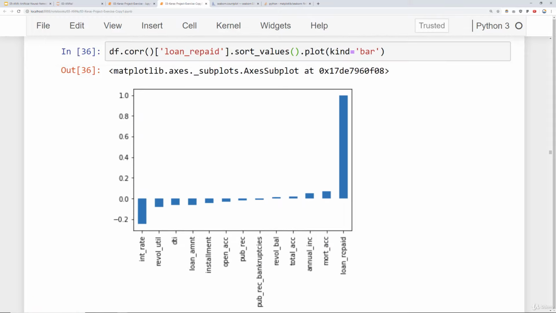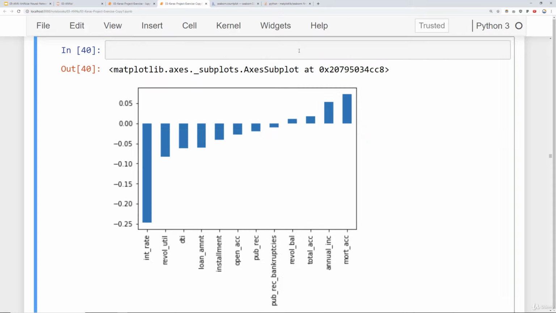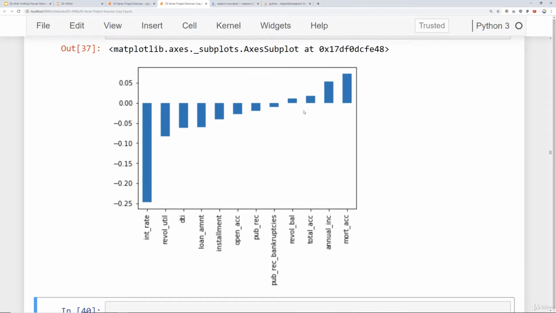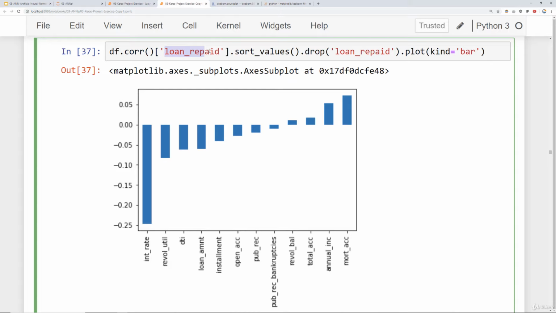However, it makes sense that loan repaid is perfectly correlated with loan repaid, so we will go ahead and drop loan repaid. And I don't need to specify axes because this is actually now a series from the correlation data frame. Run that, and now you will get back the exact same plot here. So we can see that interest rate has essentially the highest negative correlation with whether or not someone's going to repay their loan, which kind of makes sense. Maybe if you have an extremely high interest rate, you're going to find it harder to pay off that loan.